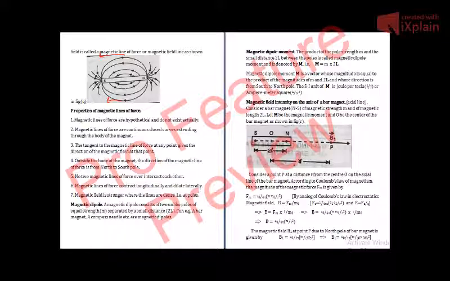Similarly, outside the body of the magnet, the direction of the magnetic line of force, as you can see from the picture above, is from north pole to south pole, and inside the magnet it is from south to north. The direction of magnetic line of force outside the magnet is from north to south, and inside the magnet is from south to north.